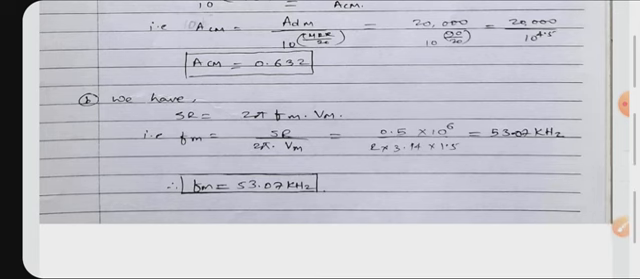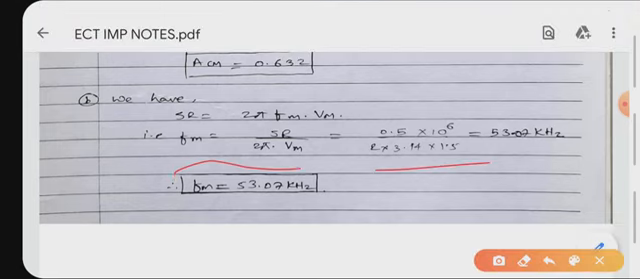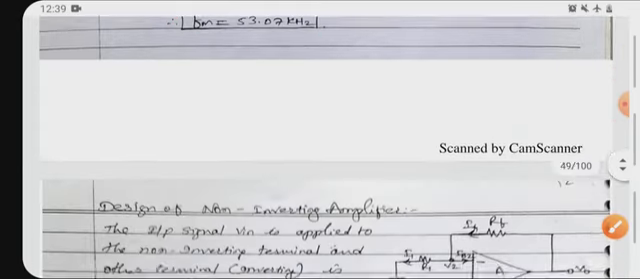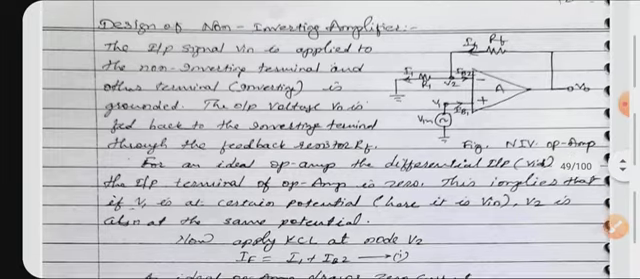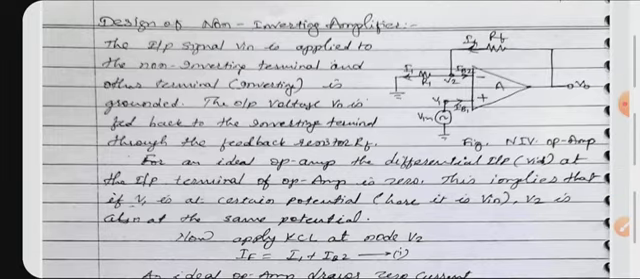We are also having another formula for slew rate, 2 pi FM into VM. So it is asked in the problem to calculate the value of FM. So rearranging the terms, you will get the formula for FM, it is equal to SR by 2 pi into VM. Keeping all the values here, you will get the answer for FM as 53.07 kilohertz. Okay, so this is a little bit different problem, it can be asked in the exam. Let us move to the next application of op amp, design of non-inverting amplifier.